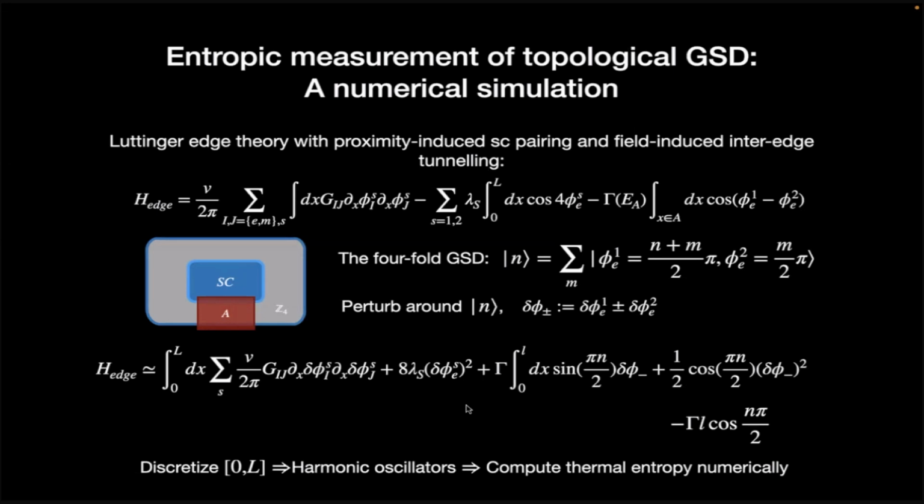Actually, we apply the formula for the thermal entropy of harmonic oscillators, but the thermal entropy can be computed numerically if we discretize this interval 0 to L into 100 points. I think that's what we did, or 200 points.